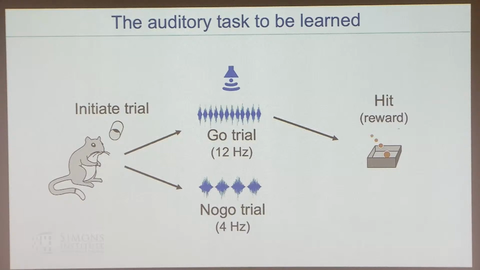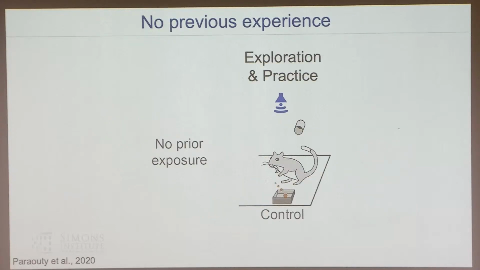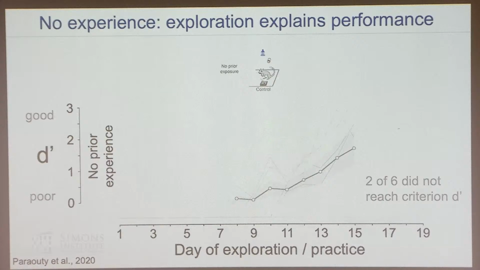On other trials, it hears a slower amplitude modulated sound of the sort I did play for you before. That's a no-go trial. If the animal goes to the food tray to seek a reward in those trials, we score it as a false alarm. We turn out the house lights as a minor form of punishment. So let's find out how well animals can do with no experience at all. We put them in this environment and we pretty much say, figure it out.